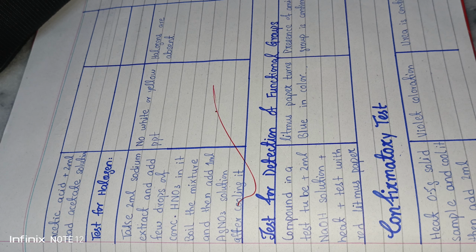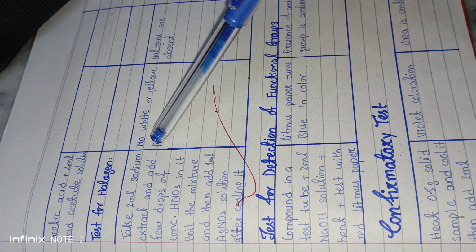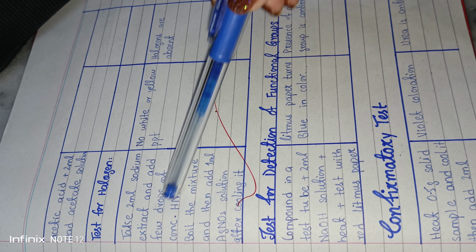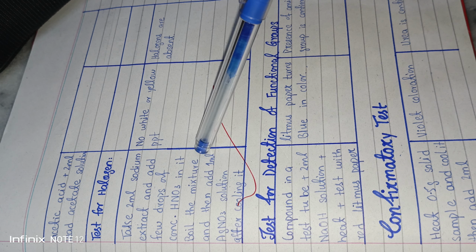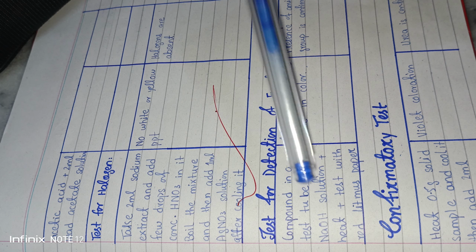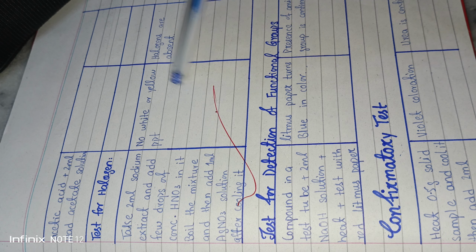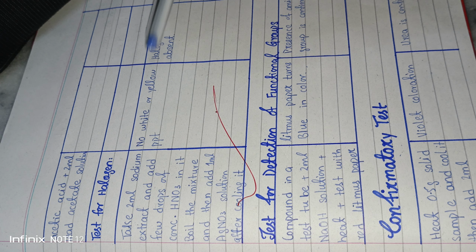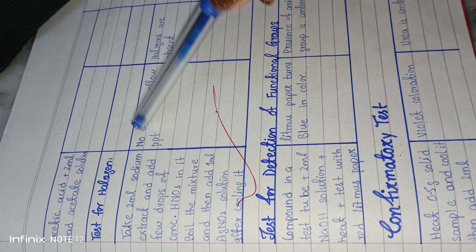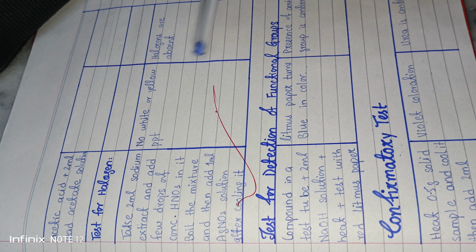Now the third test is for the halogen atoms, and for the halogens, again you take 2 ml of sodium extract, and you add concentrated HNO3 and 1 ml AgNO3, and then you heat it and then cool it. The ppt which you obtain is no white or yellow ppt. Majorly we say white ppt, yellow is less, so you say no white ppt, therefore halogens are absent in it. So you know that urea has no halogen atom in it.